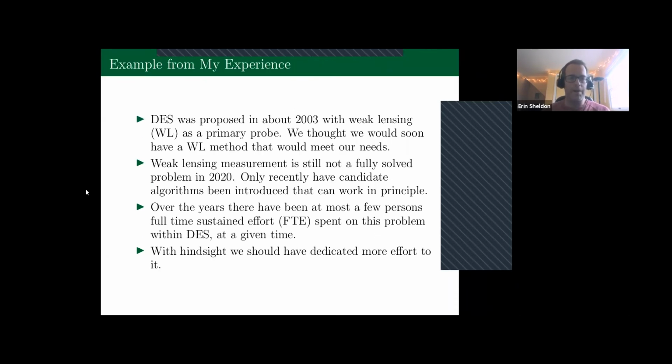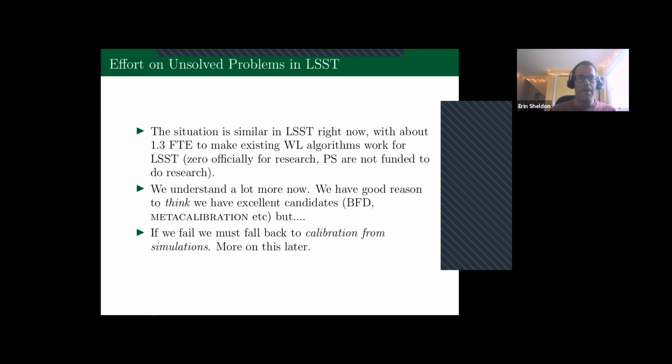And just a quick example from my own experience, and this is not meant as a criticism, this is something I went through personally, and we went through in DES. It was proposed in 2003, and at that time we actually thought we were pretty close. We thought we would have a weak lensing method that met our needs. Now it's 2020, and I think everyone agrees that it's still not fully solved. Only recently have candidate algorithms been introduced that we think can work in principle. And over this time, we've had at most a few persons' worth of time dedicated to this. And with hindsight, we probably should have dedicated more effort to it. In LSST, I think it's a similar situation.